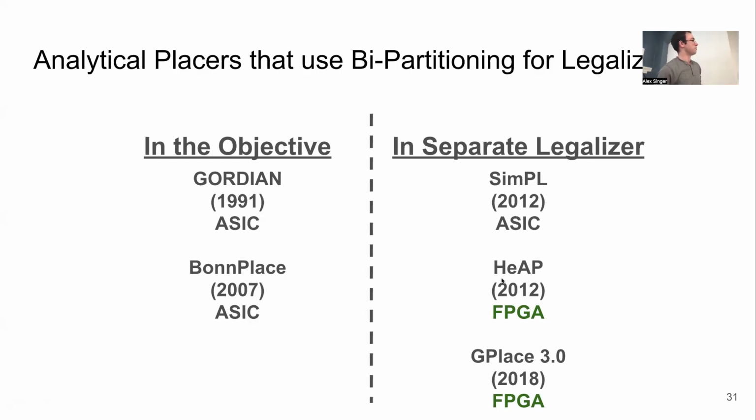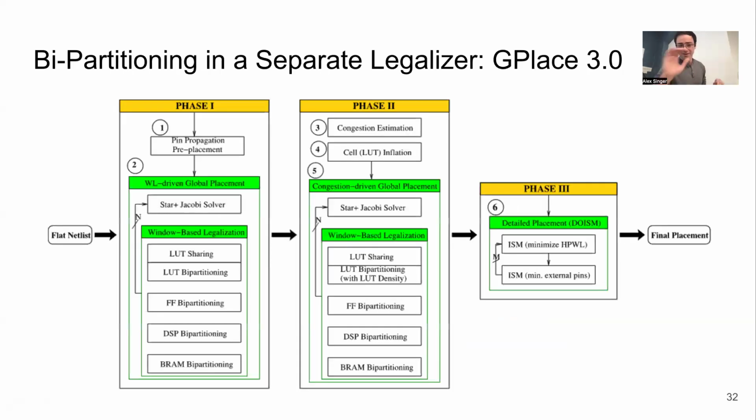GPlace 3.0 is a much more modern analytical placer. It was one of the ISPD analytical placers, where they had this massive competition where a bunch of different schools tried to compete to create the best analytical placer for a Xilinx architecture. This was one of the entries. This one is from 2018. It's an FPGA analytical placer, and it also separates the bi-partitioning into its own legalizer. So it's one step up from HeAP and SimPL.